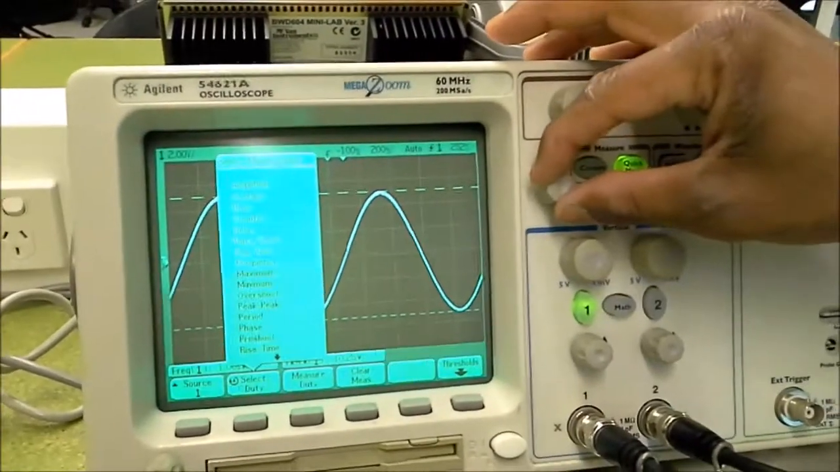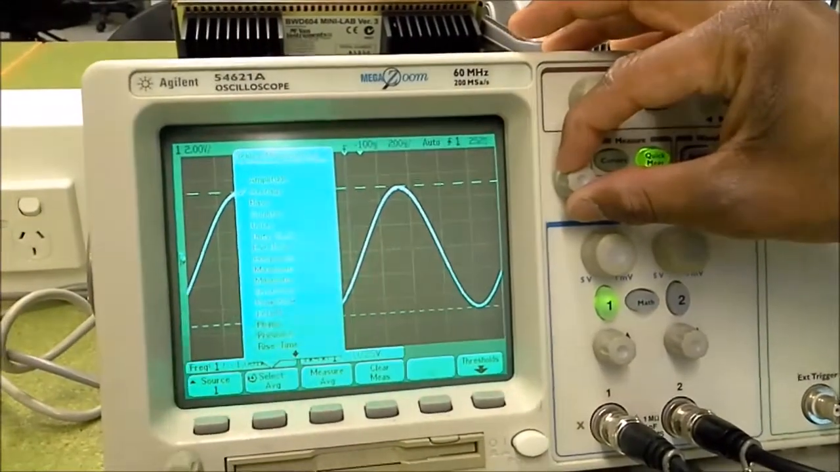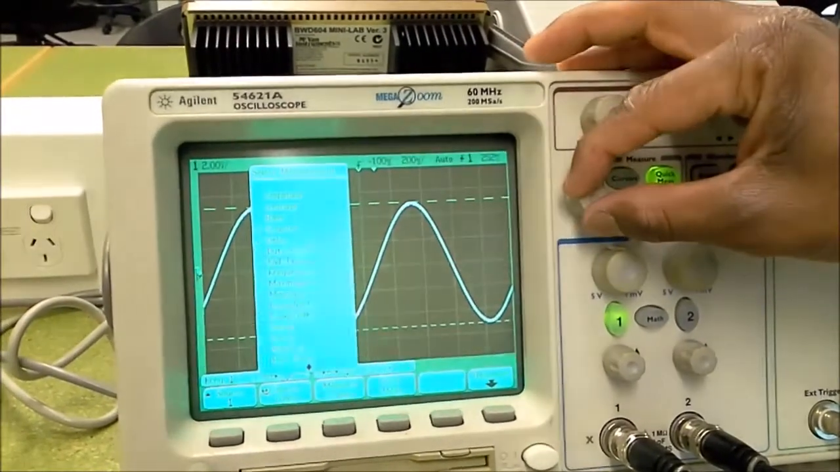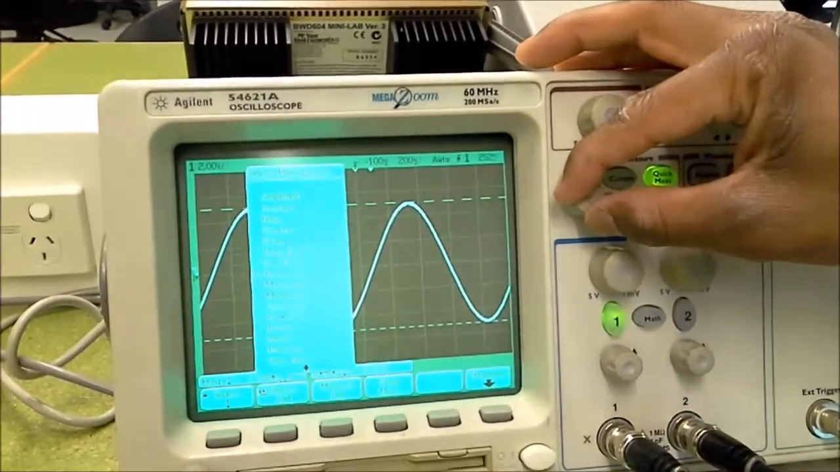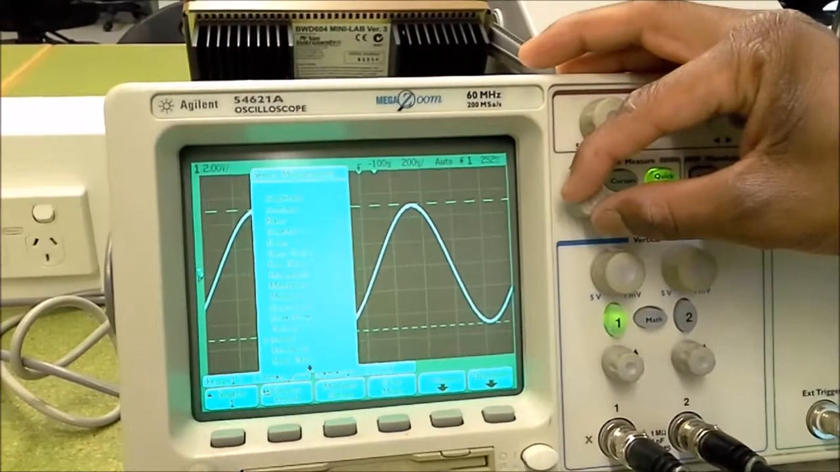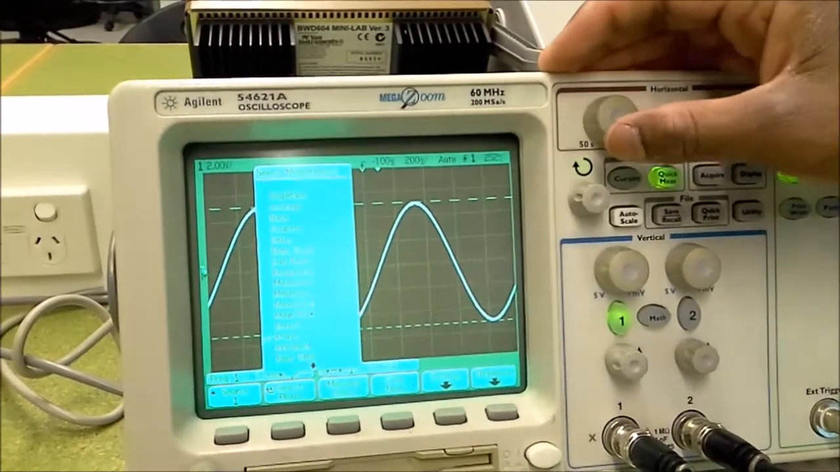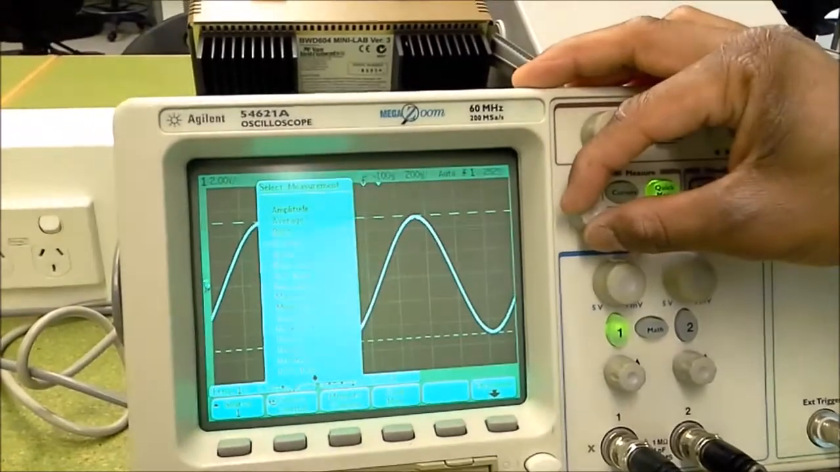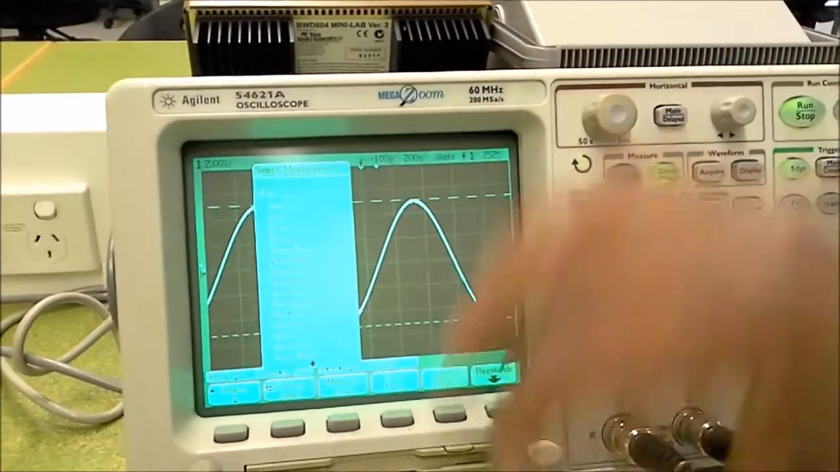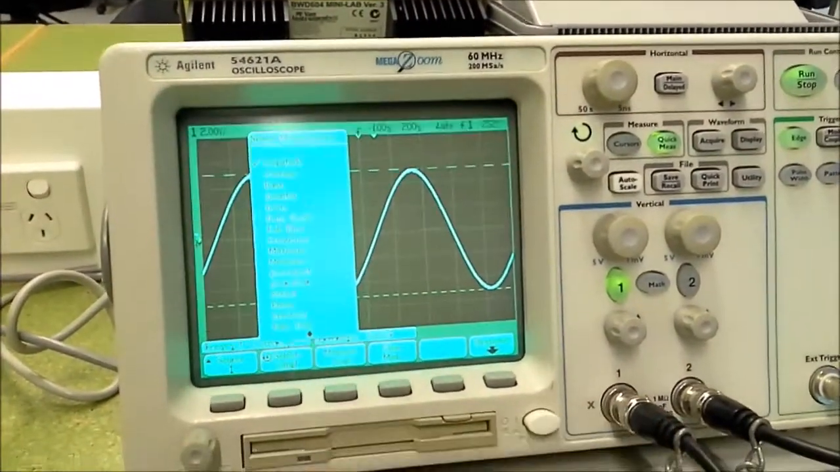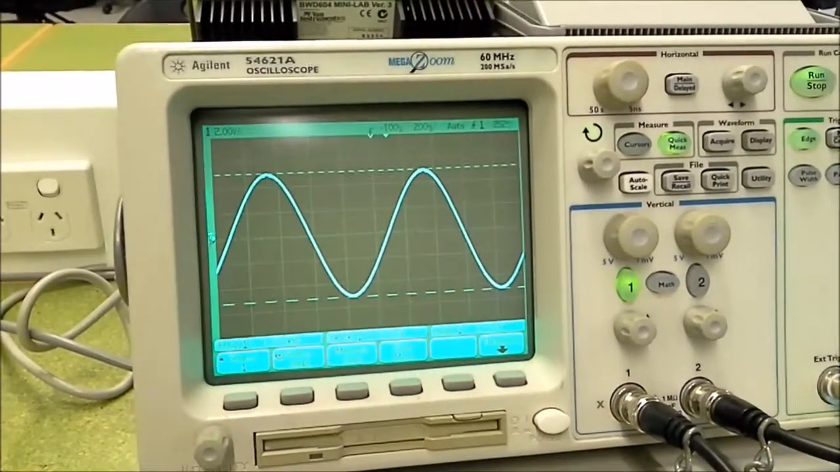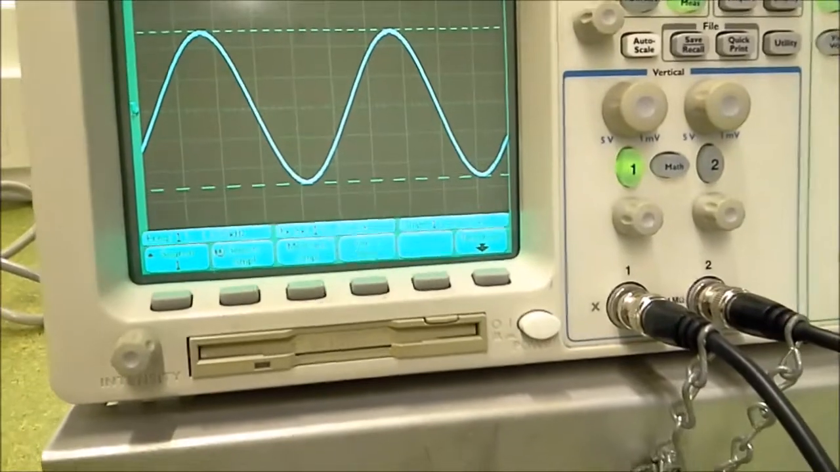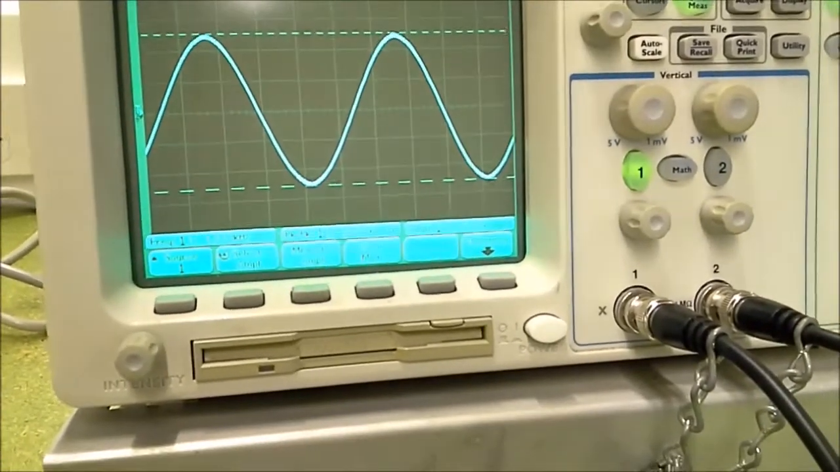Using this knob, you can select the parameter that you want to measure: amplitude, average, fall time, frequency, peak to peak, period, phase. So a number of things can be measured using the quick measure function. So let us measure amplitude. So the peak to peak amplitude is now 10.25 volts.